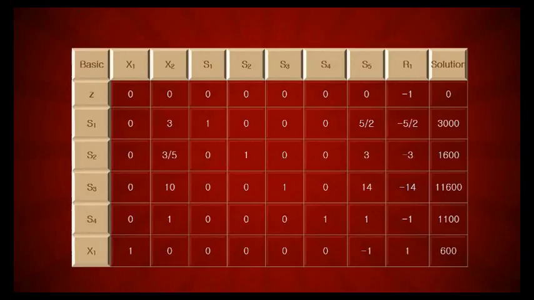Finding the first new row Z, phase 1 of the problem is solved, which results in the following optimum table. As the minimum Z equals 0, phase 1 produces the basic feasible solution: S1 equals 3000, S2 equals 1600, S3 equals 11600, S4 equals 1100, and X1 equals 6600. At this point, the artificial variables have already completed their mission, and we can eliminate their columns of the table and continue with phase 2.